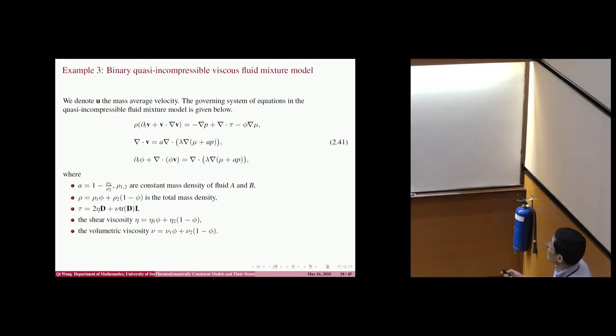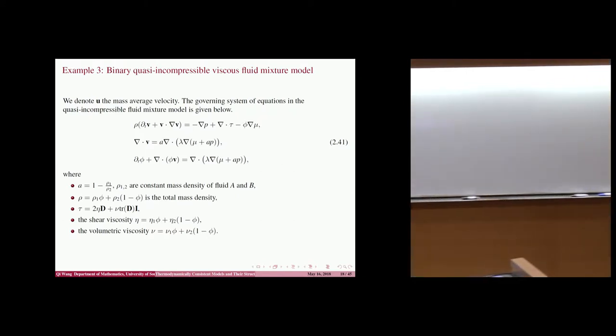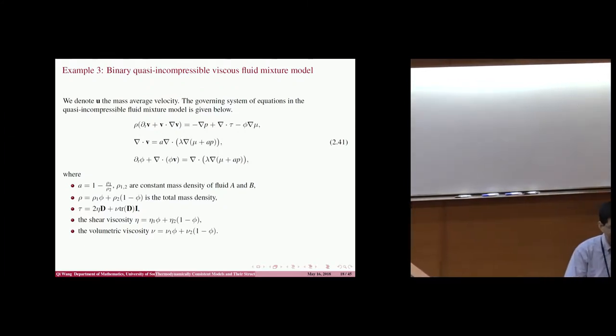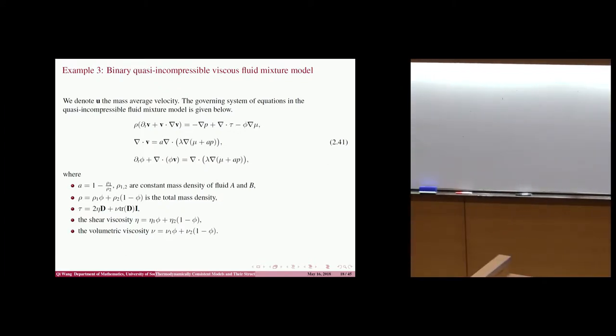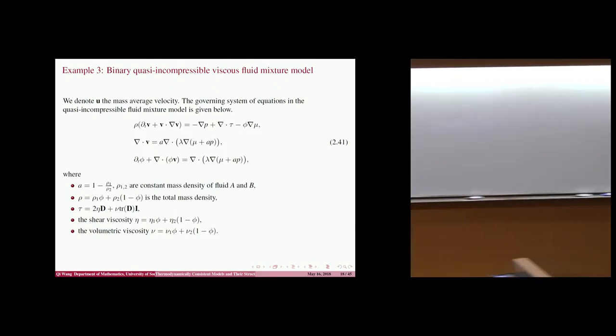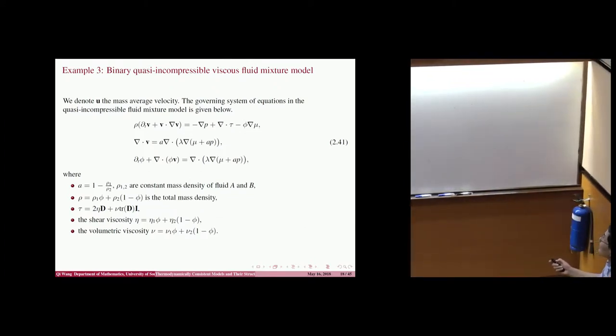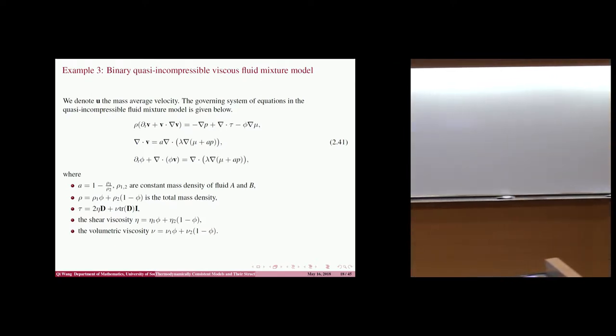is one that our group lately has been interested in. That is, if you have two immiscible viscous fluids with different densities, you mix them together, and the mixture is no longer incompressible. But in the past, most people treated this as an incompressible system. In fact, it can incur significant error if you do that. So we call this a quasi-incompressible system. Once you mix that, grad dot V is not going to be zero, but it's going to depend on the ratio between these two densities.